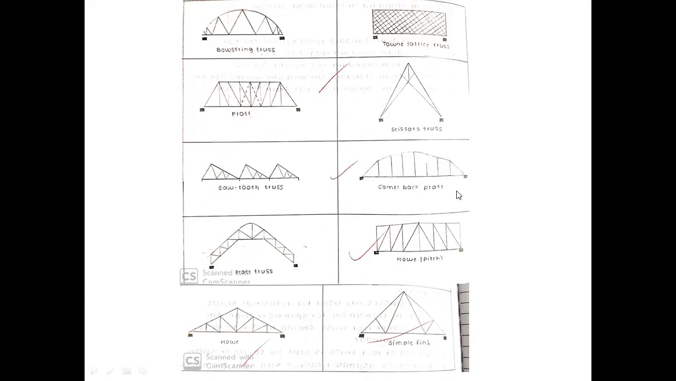Okay. Camel back Pratt truss. This is the camel back Pratt truss, which has a shape similar to a camel's back. Okay. Then this is also again a Pratt truss, which is a different type. Okay. Then this is the Howe pitch truss. Then this is the Howe truss. Then this is the simple fink truss. These are the common types of trusses which are used for industrial sheds. Okay. So this was all about the trusses.